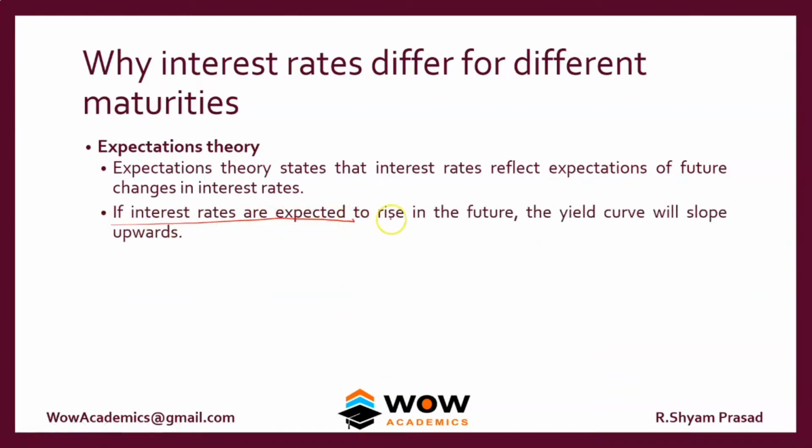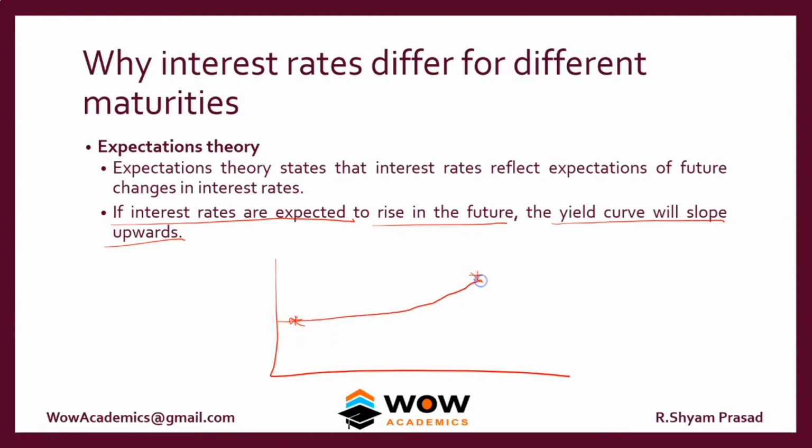Interest rates are expected to rise in the future. The yield curve will slope upwards. So if the current interest rate is here, and in the future it is going to be here, the interest rate will be like this. So it is an upward or a normal yield curve.